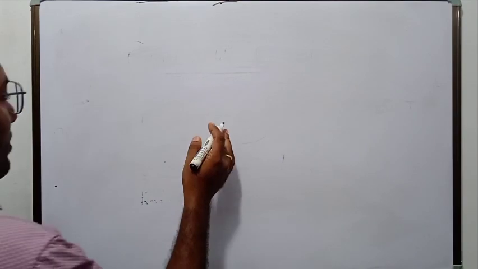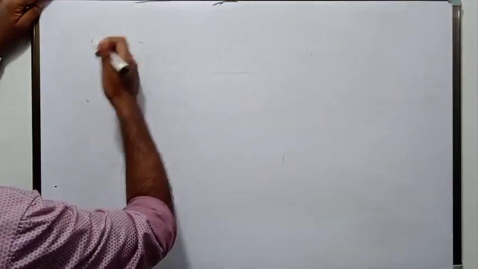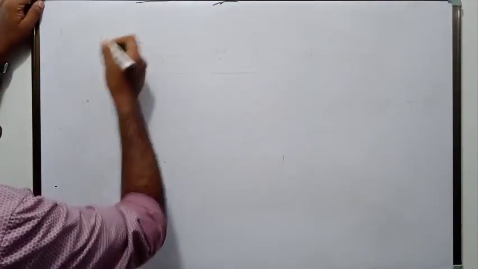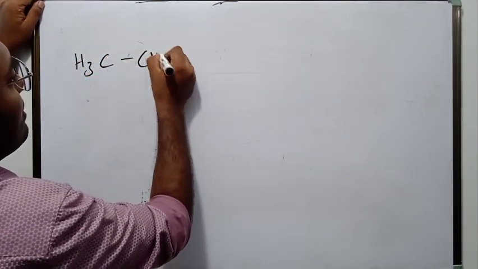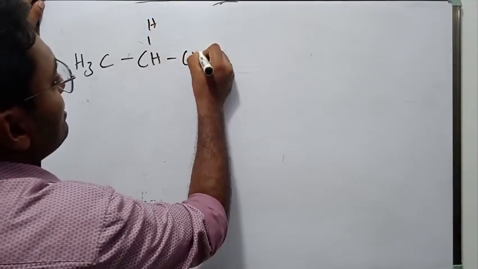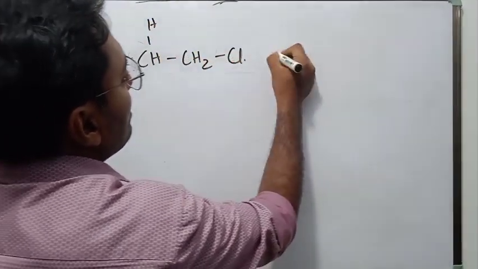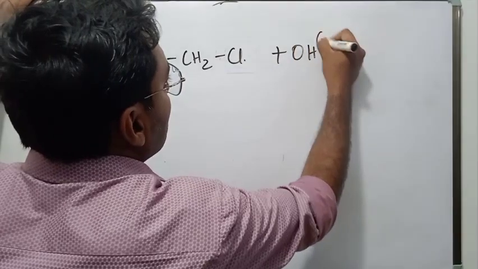I am going to draw the chloropropane, which I have drawn earlier to explain elimination reaction, but this time I am going to draw it a little differently. H3C, CH, CH2, Cl. OH minus is the base.